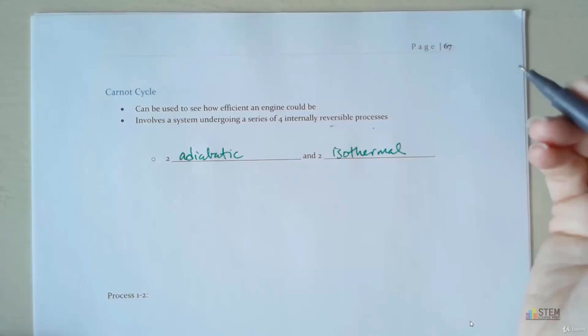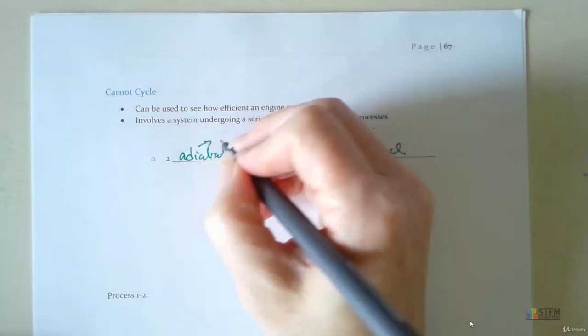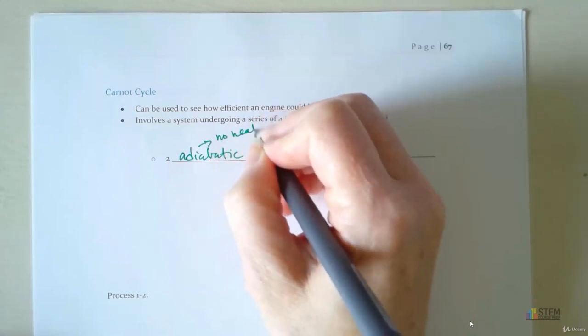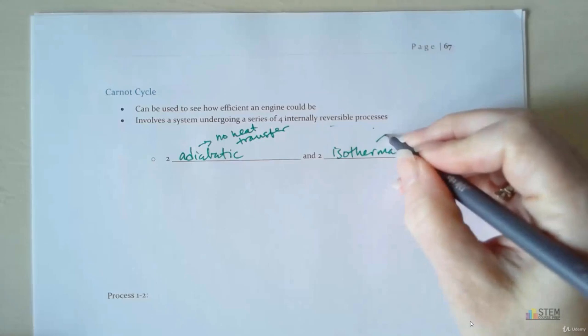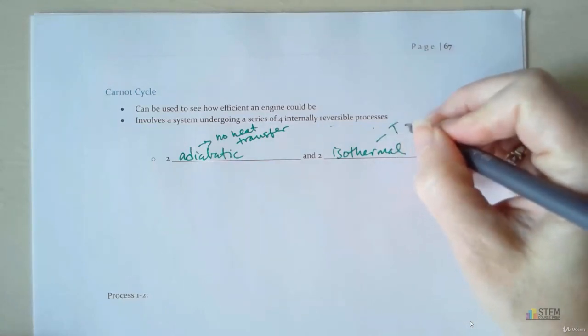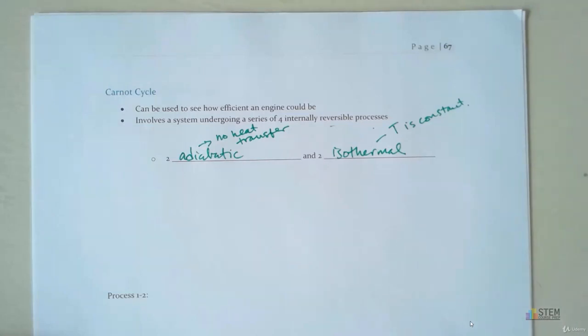Now, let's review. Do y'all remember what these mean? Hopefully you do, but if not, adiabatic means no heat transfer, so Q would be 0. Isothermal means temperature is constant. All right, so we've got those 2 requirements there. Now we're going to go through and talk about the 4 processes, and we're going to draw them on a PV diagram.